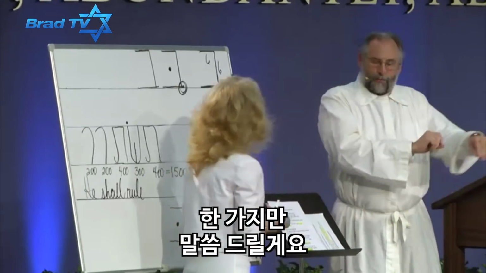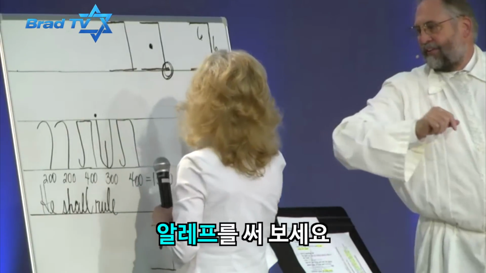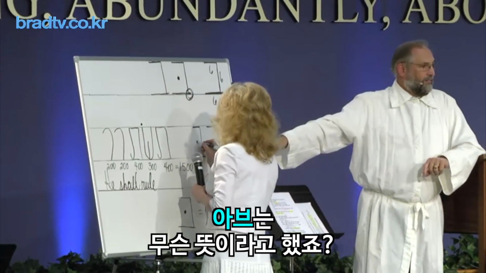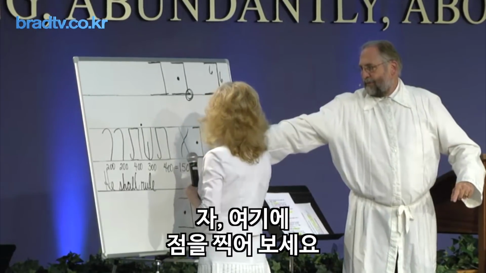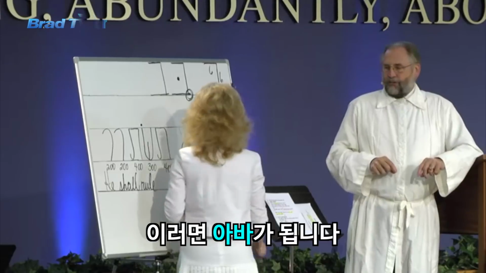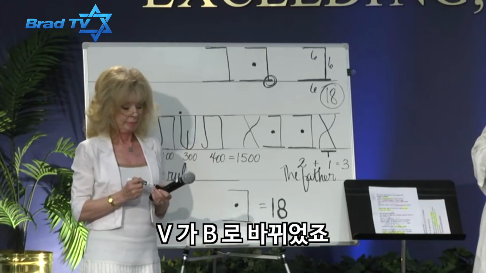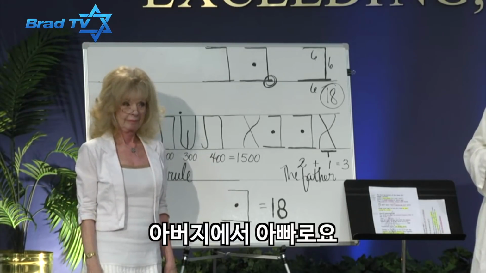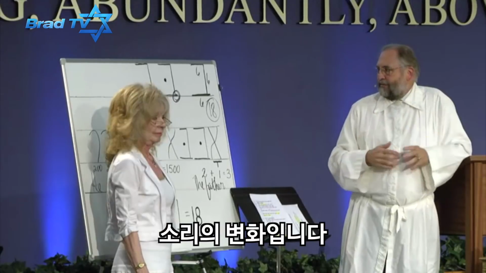And then let me add one thing. Put another bait and an aleph. Okay, you saw Av means what? Father. Okay, now put a dot there. Now what do you have? Abba. See, notice how the V changed to B? Abba. Av, like dad and daddy. Av is father, Abba is daddy. So you can hear the vet and the bait change.